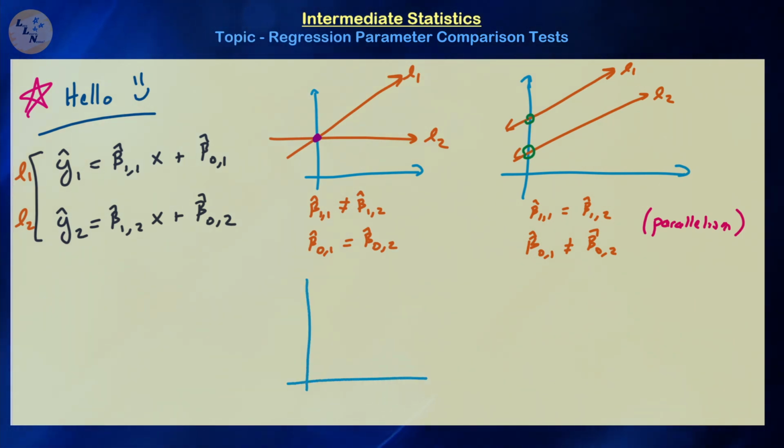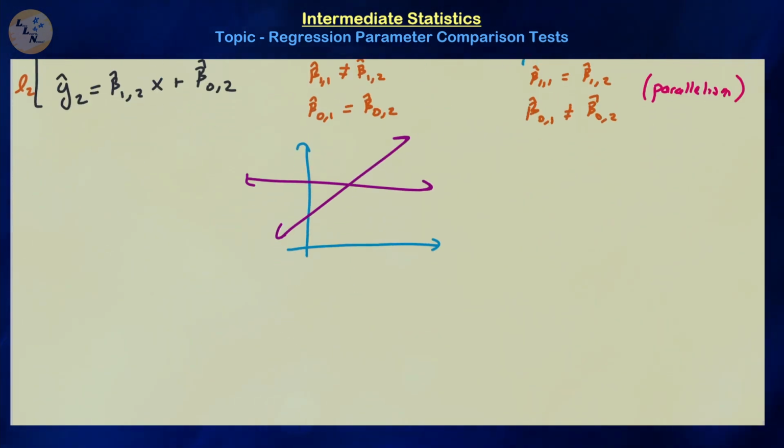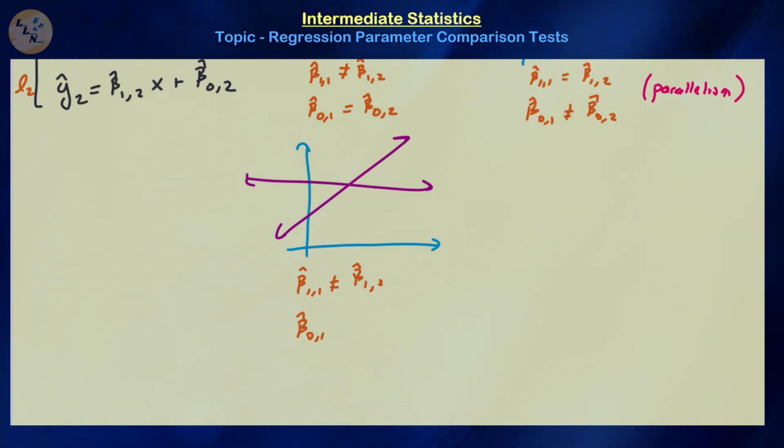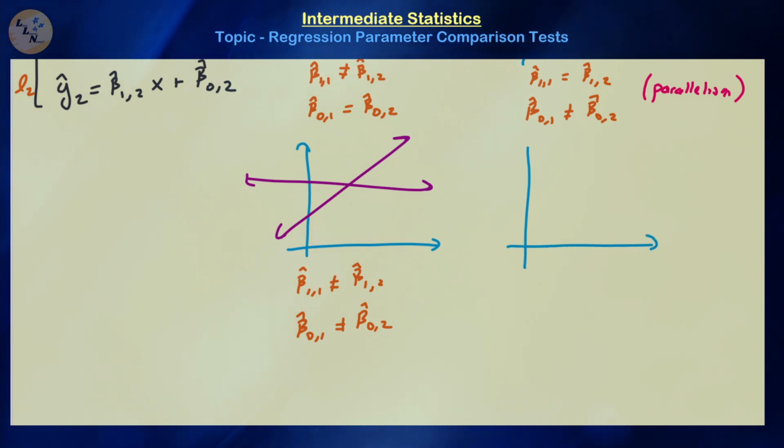So another scenario that we could encounter, let's change the colors up a bit. Let's do purple. So let's assume we have that curve and that curve. Notice here that the slopes are not equal to each other and the vertical intercepts are not equal to each other. So beta hat 1 of the first and beta hat 1 for the second are not equal to each other. And beta hat 0 for the first and beta hat 0 for the second are not equal to each other. And then, what other case are we missing?